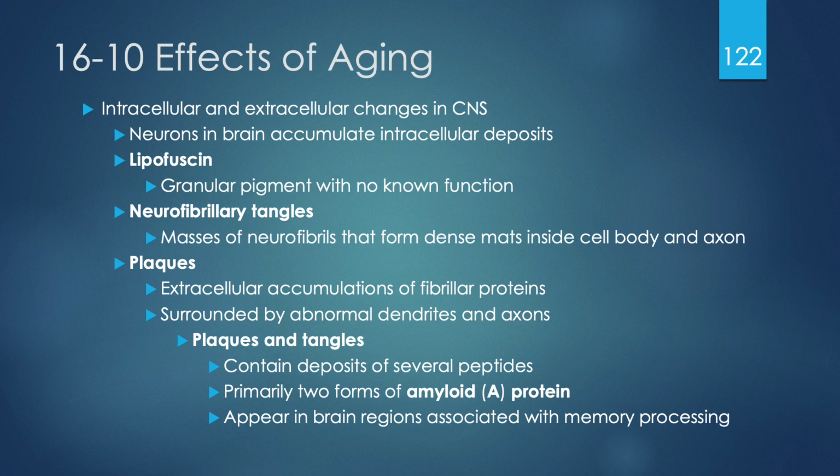Now, applying to both plaques and tangles, these both contain deposits of several different peptides, and they're primarily two forms of amyloid protein, specifically amyloid A. These will appear in brain regions that are associated with memory processing, so you can imagine how this could affect our ability to recall things.